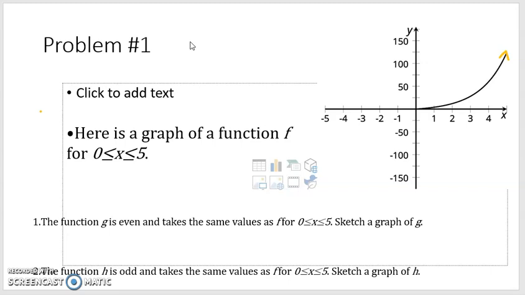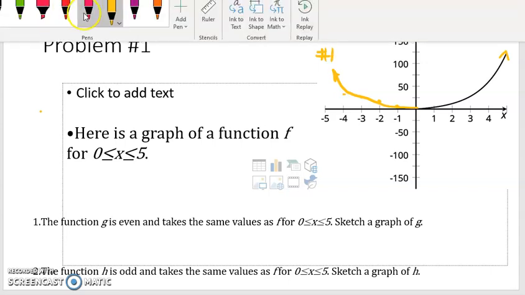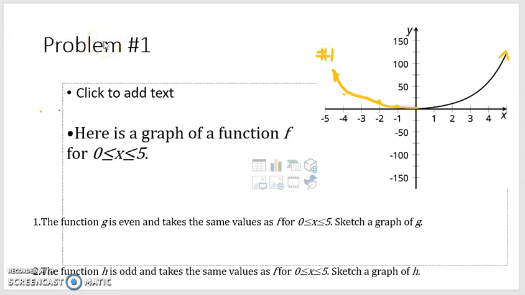So just to give us some points here, at -1 is going to be the same y value as if it was at +1. At 2, the same thing, a little bit up. At 3, a little bit higher, and then 4, a little bit higher than that. So we should be going in a similar direction. Since we're making a sketch here, just do the best that you are able to do. The next problem is saying if it's odd.